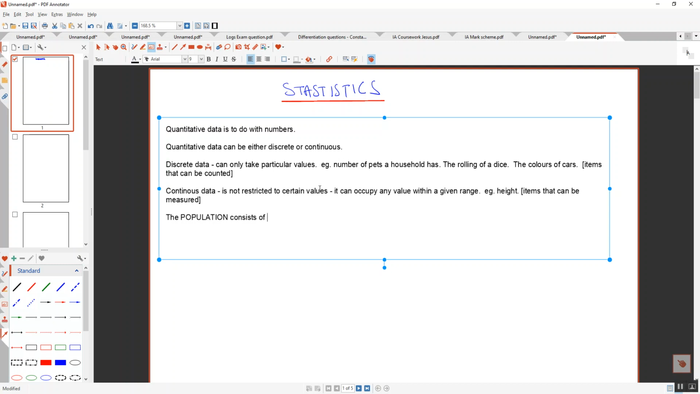Consists of every member in a particular group that you want to find out about. So the population of Summersfield students would be every single student within Summersfield. Okay. Population of Bermuda is every single person that lives in Bermuda.